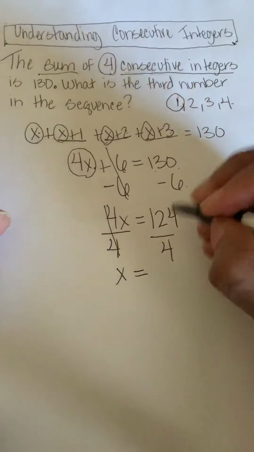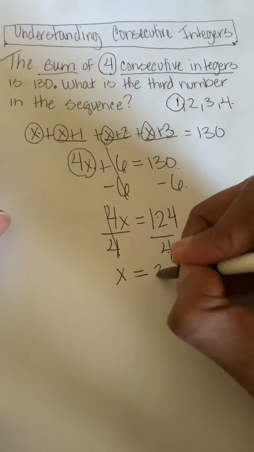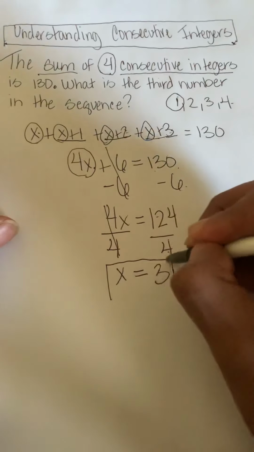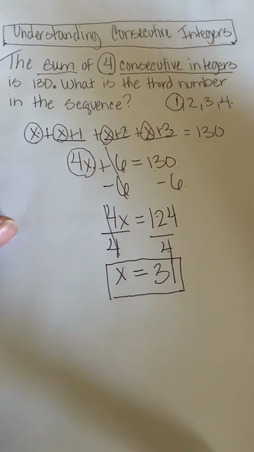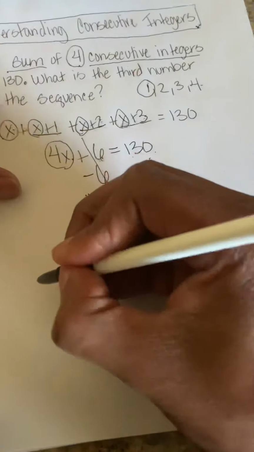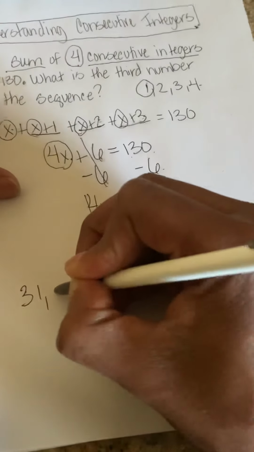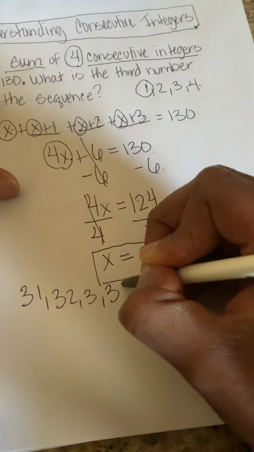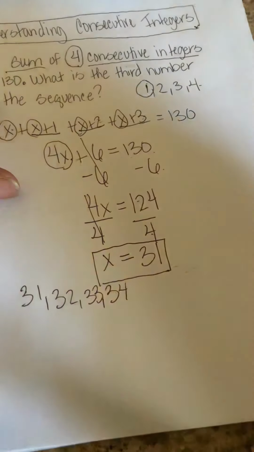124 divided by 4. 4 goes into 12 3 times. 4 goes into 4 1 time. x is equal to 31. So 31 is the first number in our sequence. Remember, they said what? 4 consecutive numbers. So that would be 31, 32, 33, and then 34.